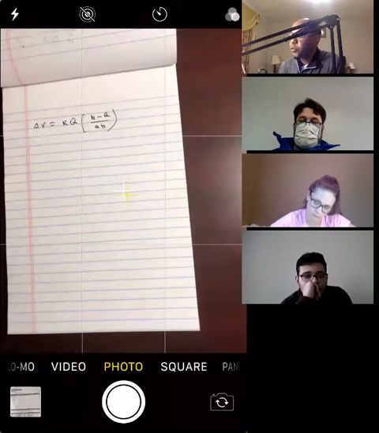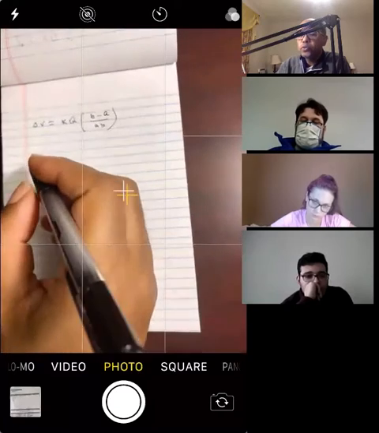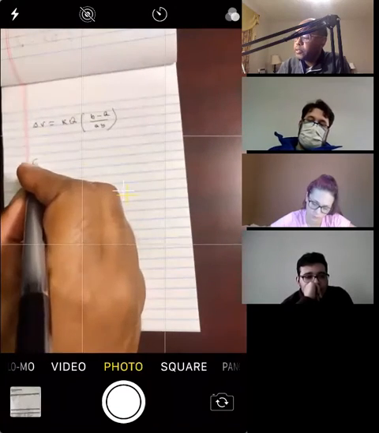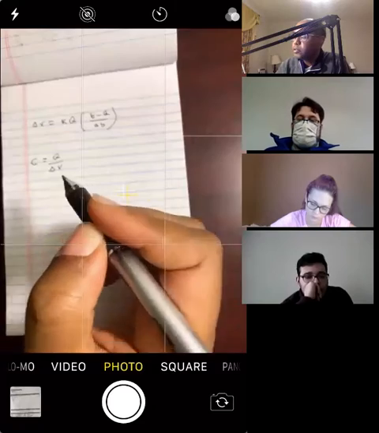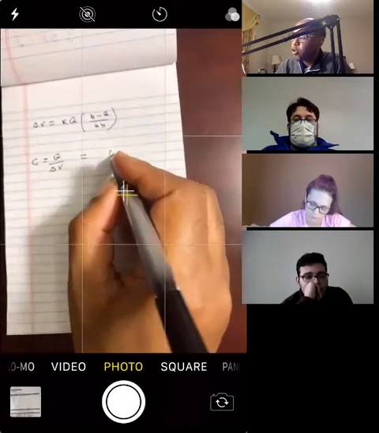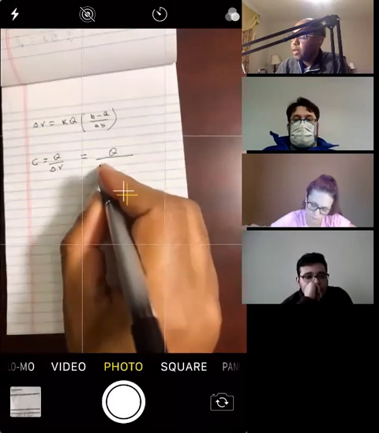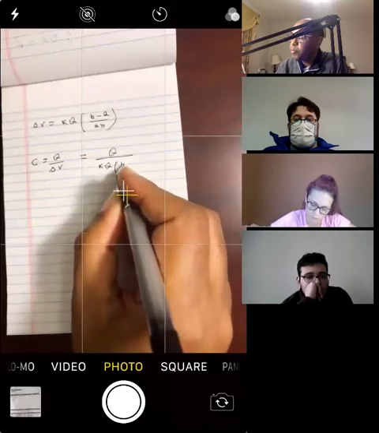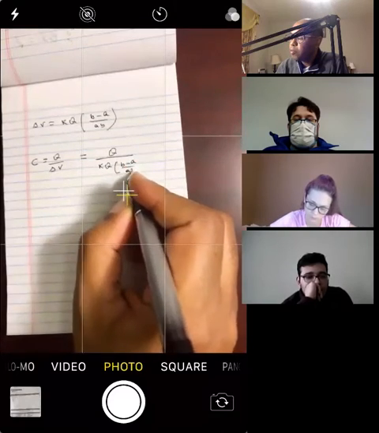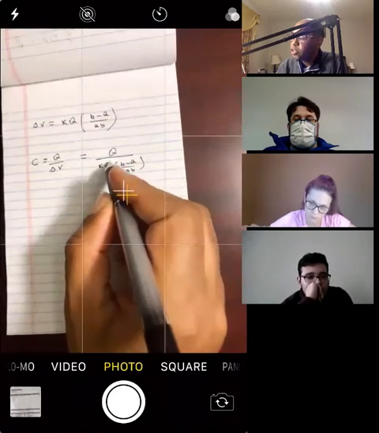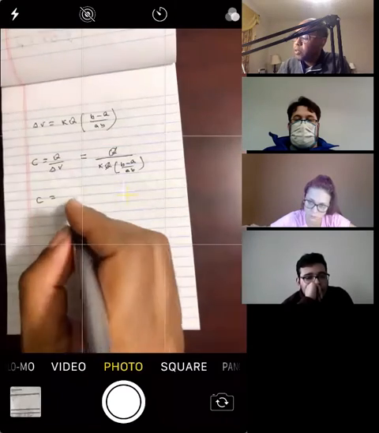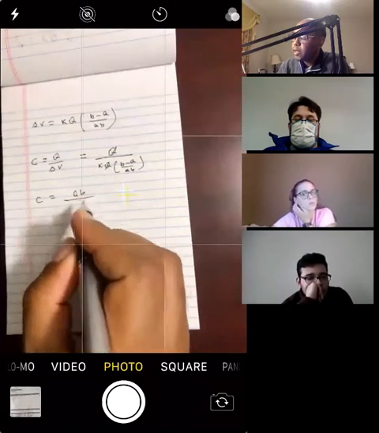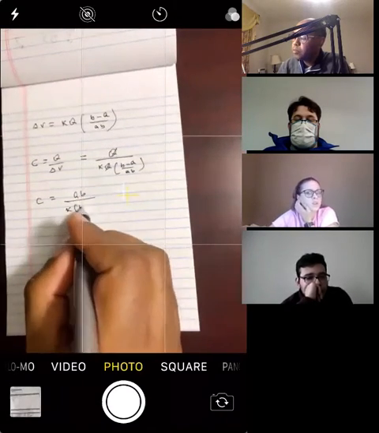All right, there's a potential difference. Now let's go to the definition of capacitance. Capacitance is charge divided by potential difference, right? So our capacitance is going to be the charge divided by KQ, and then you've got (B minus A) over AB. Okay, you see the charge cancels out, so you get the following formula for the capacitor: AB over K times (B minus A).